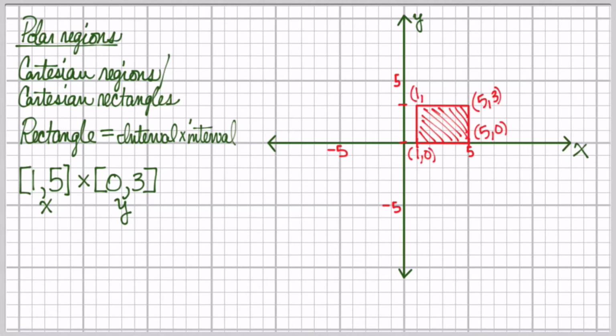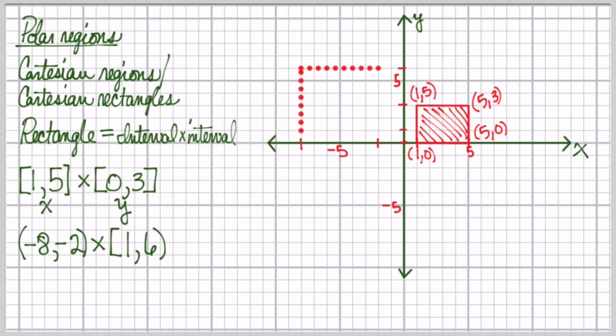And notice how the different combinations of these endpoints become the corners of the rectangle, right? So 1, 0, 1, 3, 5, 0, 5, 3. You can find all of those there. As a second example, here's -8, -2 crossed with 1, 6. The only thing that's truly different about this example are the parentheses instead of the brackets, right?